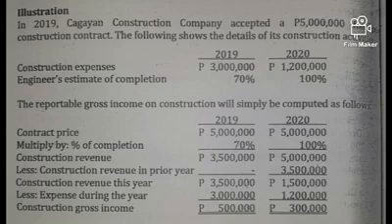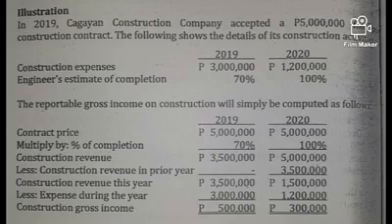So we'll start with the year 2019. So the contract price is the 5 million pesos fixed price in the construction contract. And then we're going to multiply it by the engineer's estimate of completion. So for the year 2019, the percentage of completion is 70%. So 5 million times 70% is 3,500,000. So that is now the construction revenue. And then from the construction revenue in the year 2019 of 3,500,000 pesos, we're going to deduct the expenses during the year.